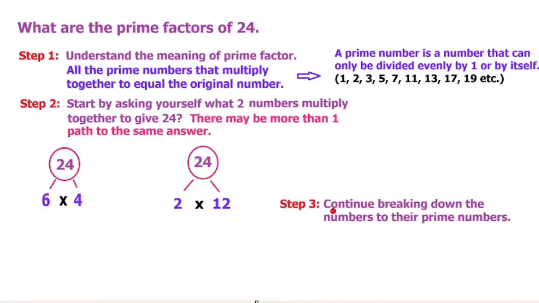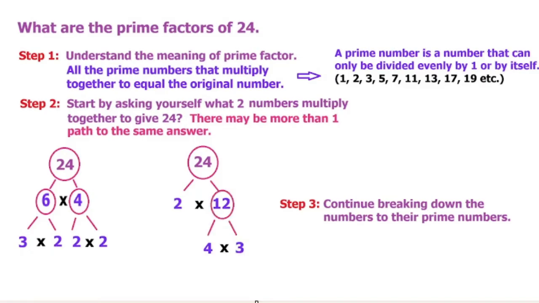So step 3, continue breaking down the numbers to their prime numbers. So let's break this 6 down more. 6, you come up with by multiplying 3 times 2. And look, these are prime numbers. You can only divide these by 1 or itself evenly. So we can stop there for those. Then 4, to get 4, it's 2 times 2. These are also prime numbers.